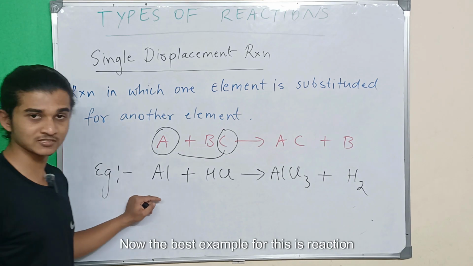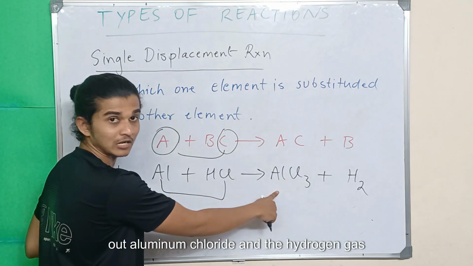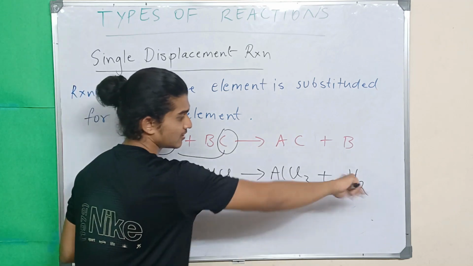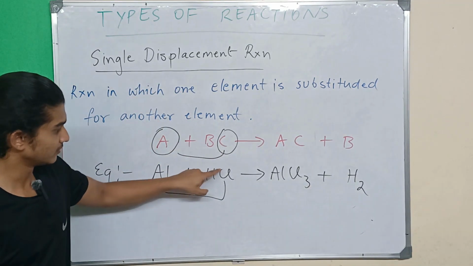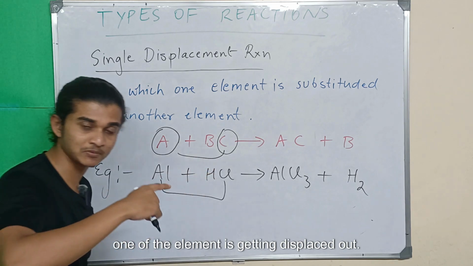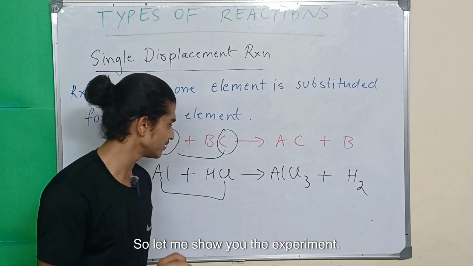Now the best example for this is the reaction of aluminum with HCl. Aluminum and chlorine combine to give out aluminum chloride, and hydrogen gas comes out. So this is a single displacement reaction. Why displacement? Because one of the elements is getting displaced out. That's why it is called single displacement reaction. So let me show you the experiment.